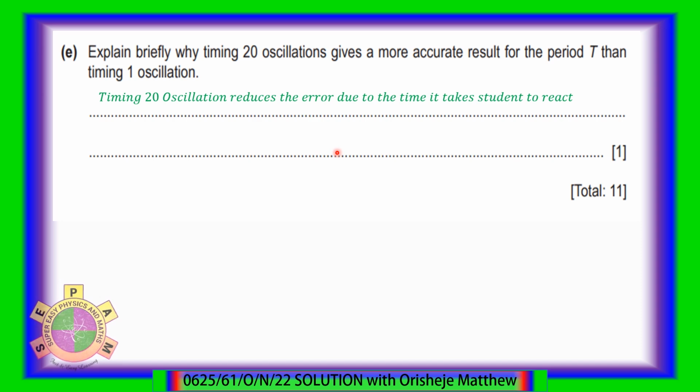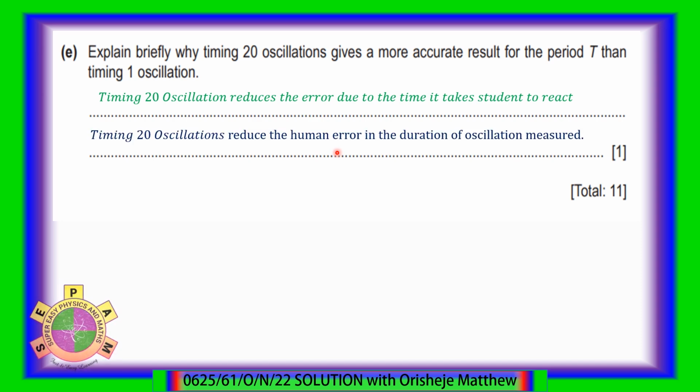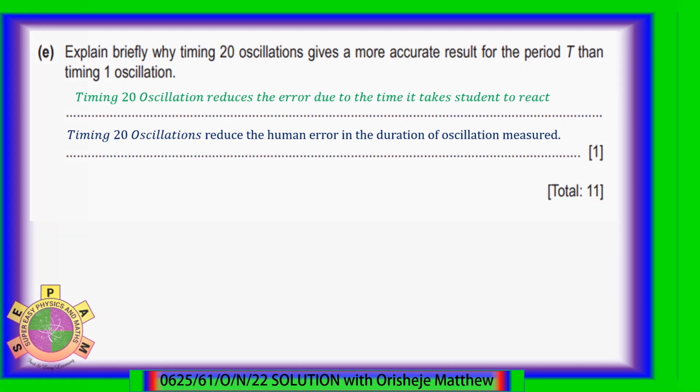So that is one. Then secondly, timing 20 oscillations reduces the human error in the duration of oscillation measured. So these are the basic 2 reasons. So if you have gotten this, you have collected the first 11 marks out of the 40. So let's go to question 2.